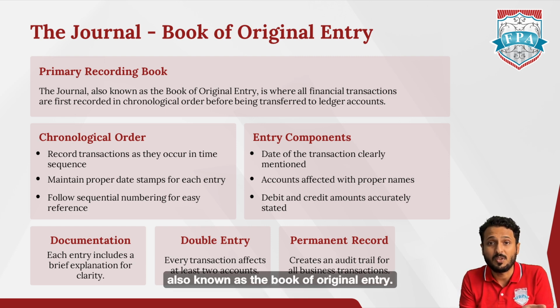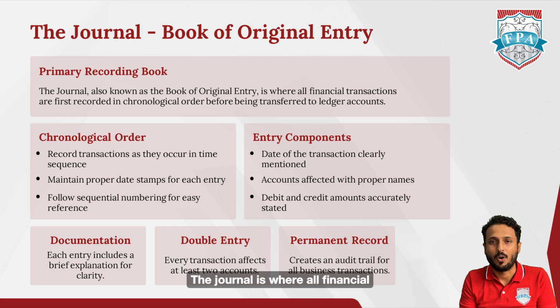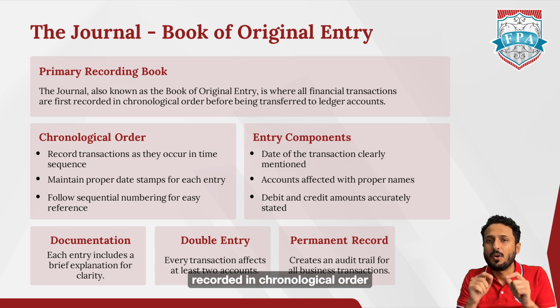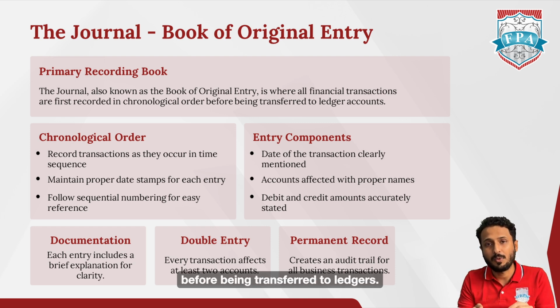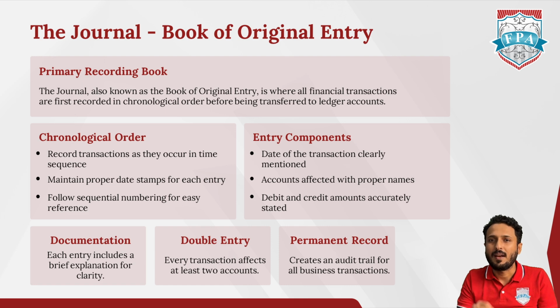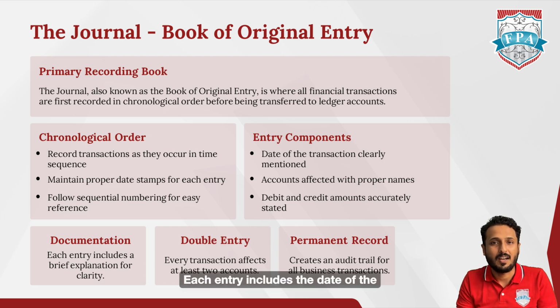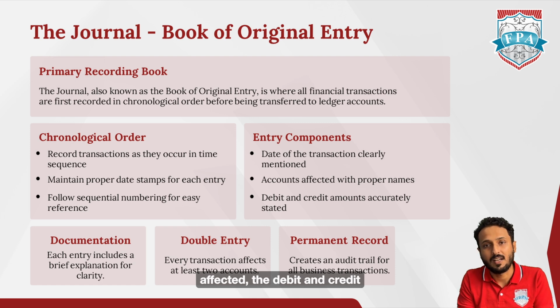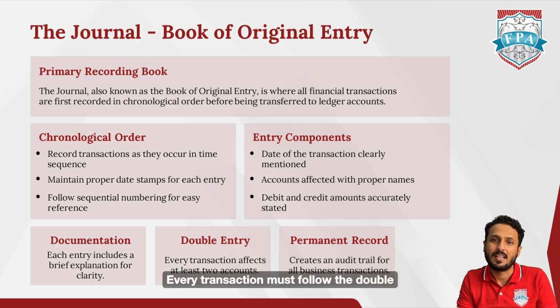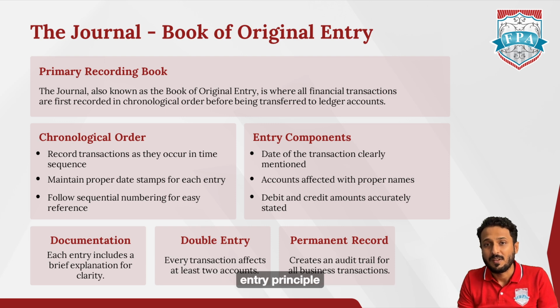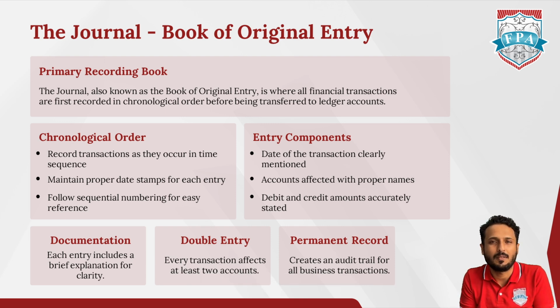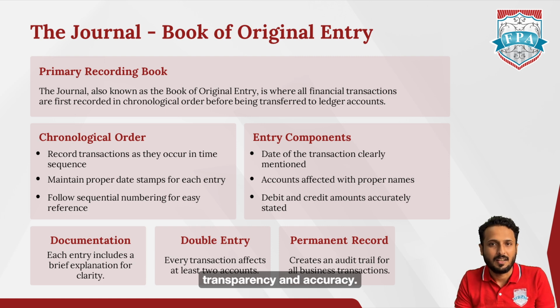Once we identify which transactions to record, the next step is entering them in the journal, also known as the book of original entry. The journal is where all financial transactions are first recorded in chronological order before being transferred to ledgers. Each entry includes the date of the transaction, the accounts affected, the debit and credit amounts, and a short narration explaining the entry. Every transaction must follow the double entry principle affecting at least two accounts. This creates a permanent and reliable record that helps maintain transparency and accuracy.